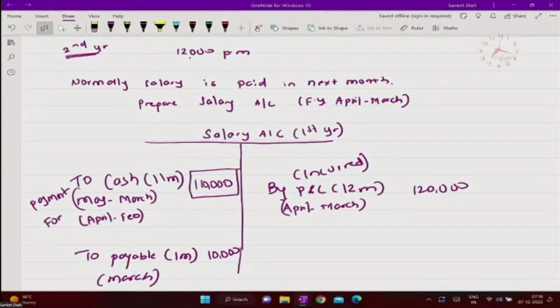So now you prepare for second year. Now this is for first year. Now you prepare for second year. चलो जल्दी से second year के लिए बनाइए. Salary account prepare for second year. चलो fast.